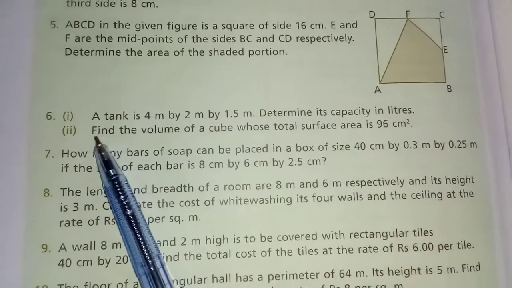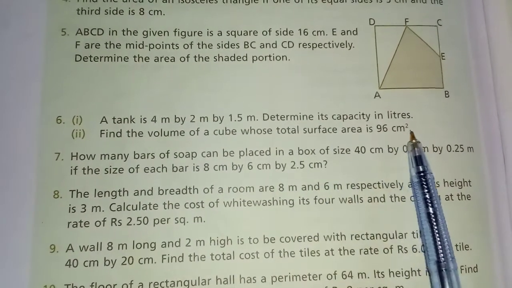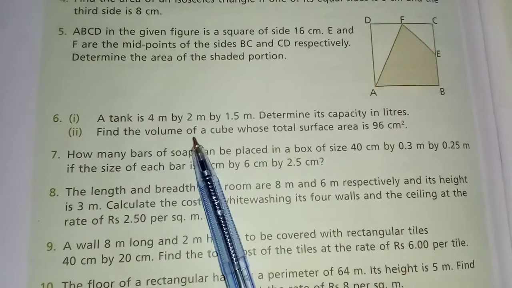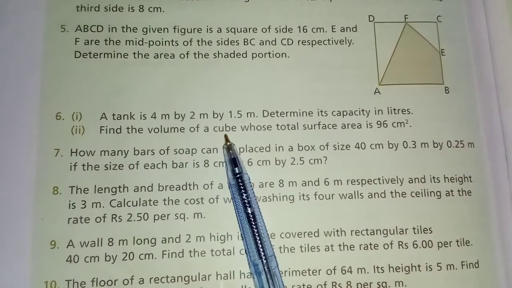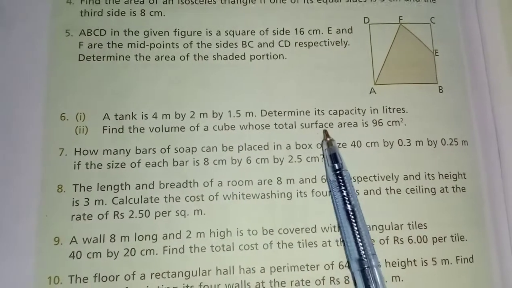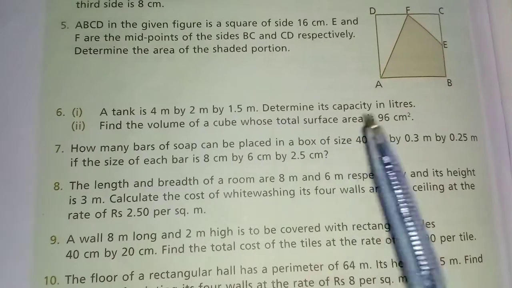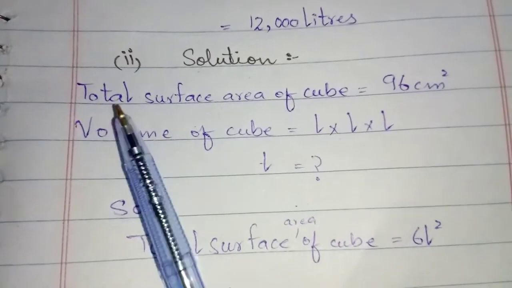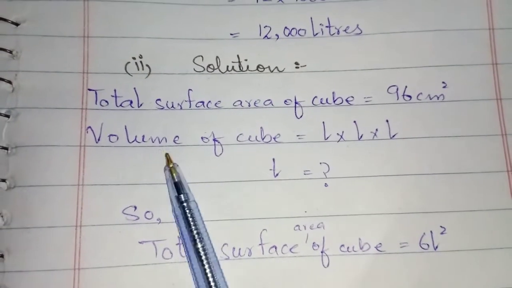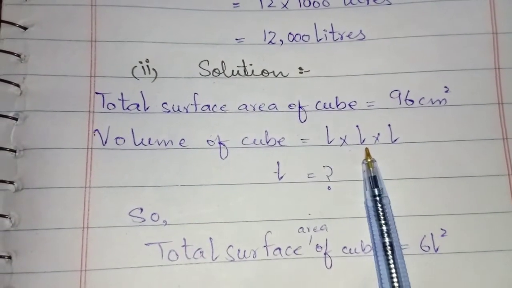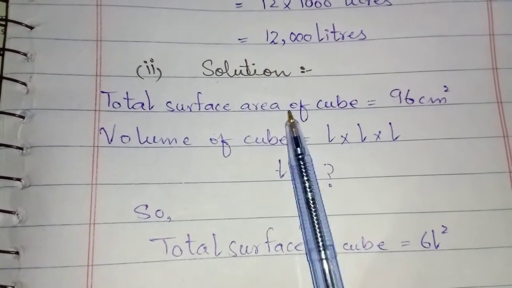Okay, student, part number 2 is: find the volume of a cube whose total surface area is 96 centimeters square. We have to find the volume of the cube. As we know, the volume of the cube is length multiplied by length multiplied by length. So first of all we have to find its length with the help of surface area. Total surface area of a cube is given in the question, 96 centimeters square. But first of all we have to find its length with the help of total surface area.